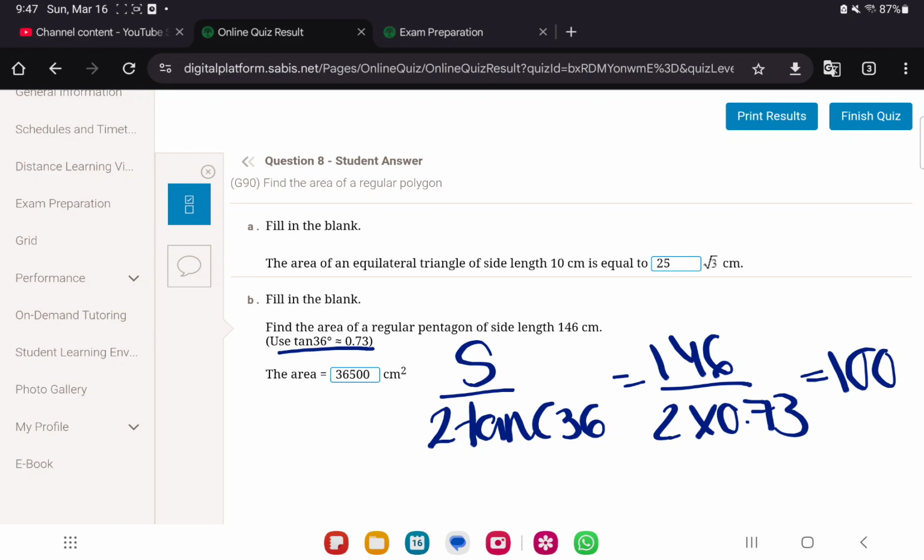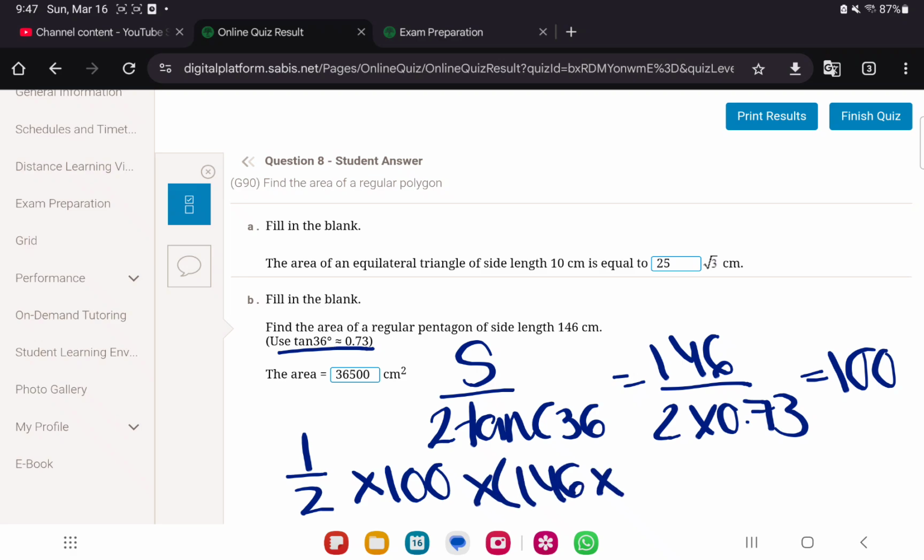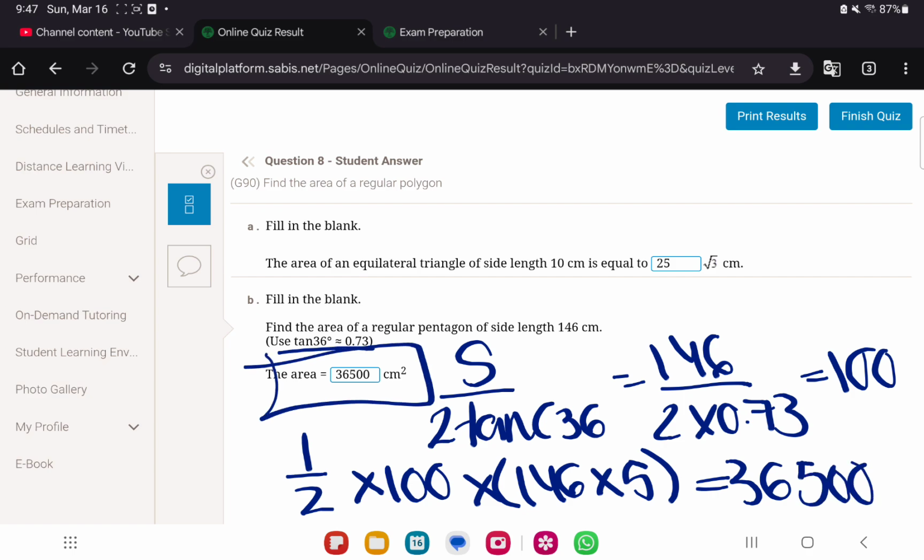So that's your apothem. So the rule is half. It's also the same rule for the pentagon. So half times apothem times the perimeter, which is the side, times pentagon is 5 sides, so 146 times 5. You do all that on your calculator, you get 36,500, and that's your answer.